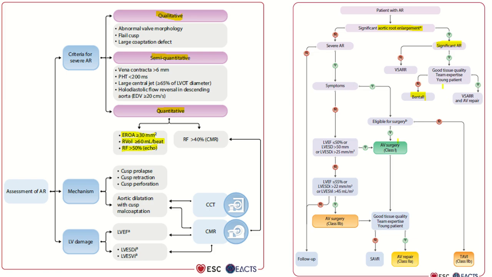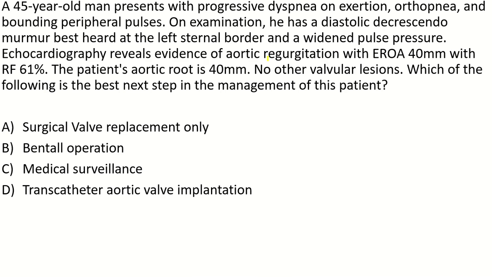So back to our patient. The patient has no other valvular lesions. He has significant severe chronic aortic regurgitation demonstrated by an effective regurgitant orifice area above 30 and a regurgitant fraction of 61, together with an aortic root diameter below 45. Therefore, this patient will go for surgical valve replacement only.